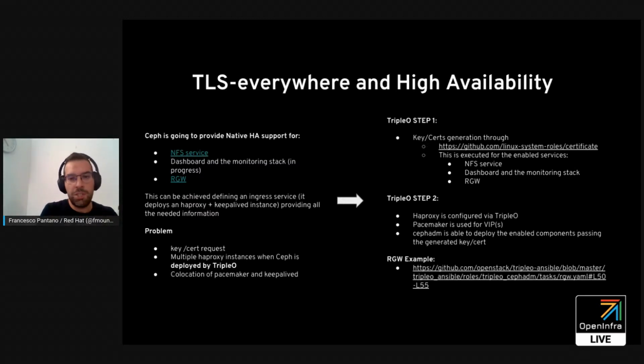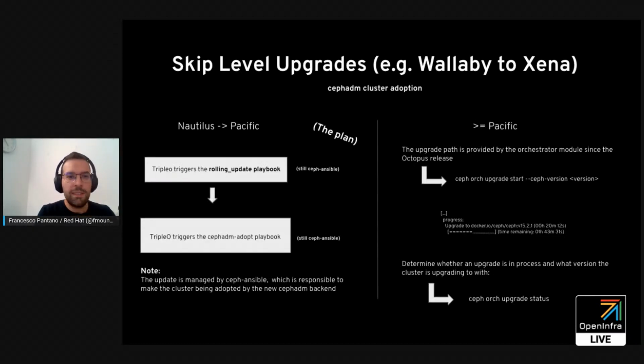Then this information is passed to Ceph ADM, which is able to deploy and assimilate the certificates that were generated in the previous step. There is also a link with an example of how to do that. As John said before, we have a spec where we can paste some information, and RGW is just an example of that. Next slide.